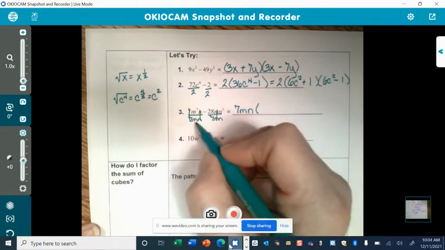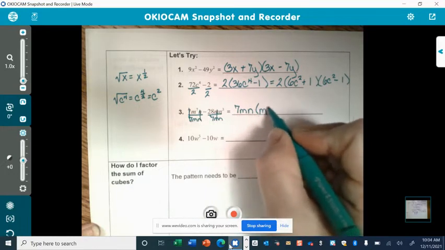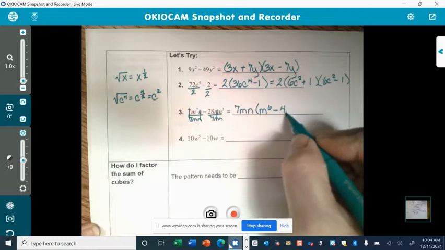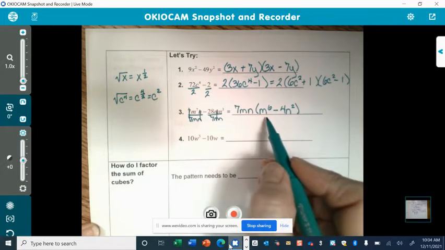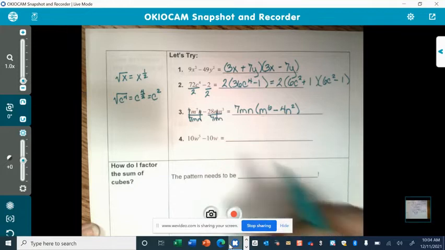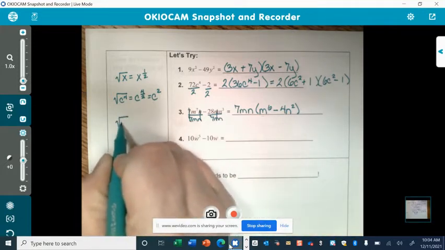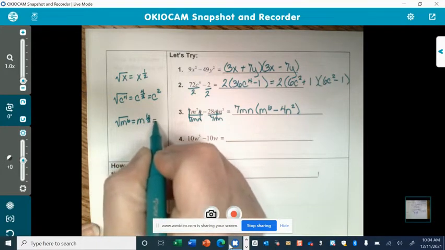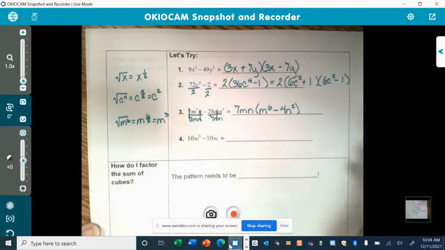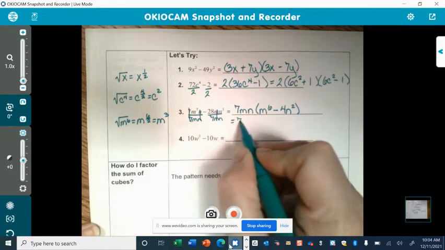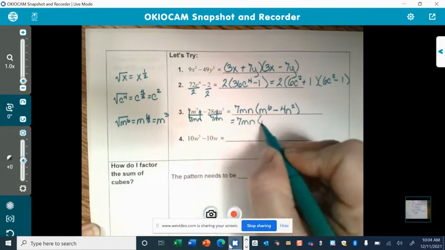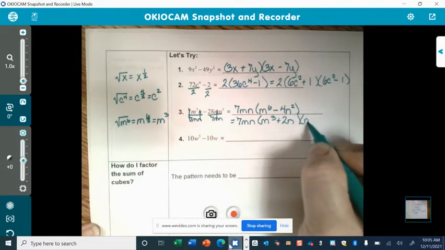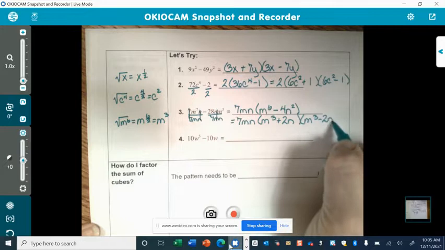All righty, m to the 7th divided by m is m to the 6th minus 4n squared. So let's think about this m to the 6th for a minute, right? The square root of m to the 6th power is going to be m to the 6th divided by 2, which is m to the 3rd. So I have 7mn, m to the 3rd plus 2n, m to the 3rd minus 2n.